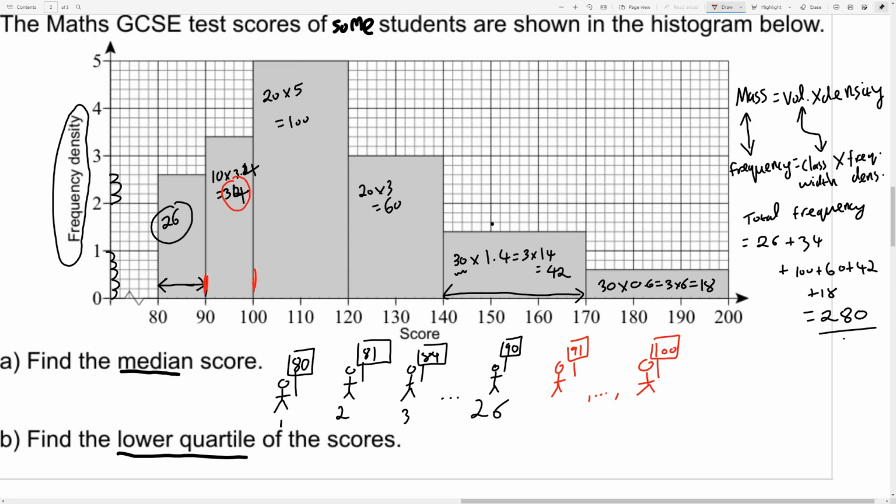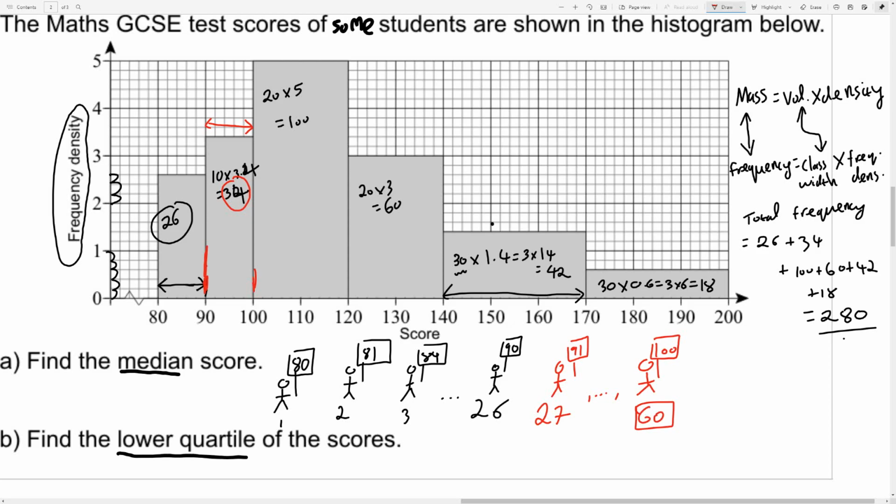Okay, so think about it now. The first person in this second bar is going to be the 27th person measured, because we've got 26 people in the first bar. The next person after that will be the 28th, 29th, and so on. Up to what? Well, there are 34 people that I've put in red, 34 people in the 90 to 100 class interval. So that means that we just need to do 26 plus 34. So we need to do up to 60. So that means that the last person in the second class interval will be the 60th person measured.